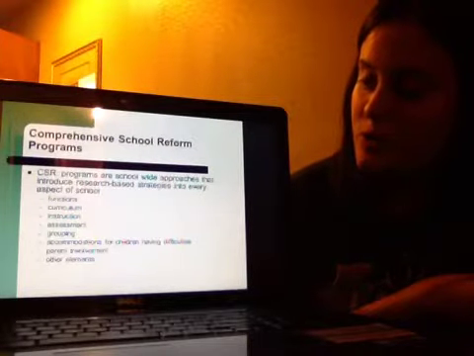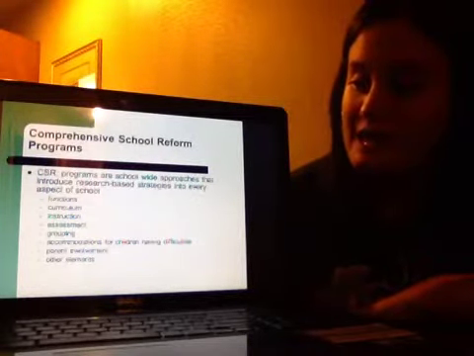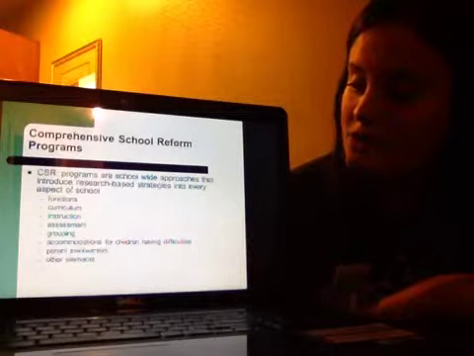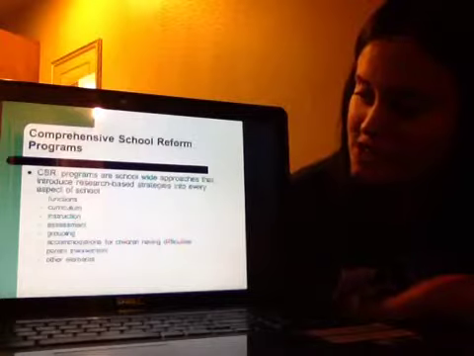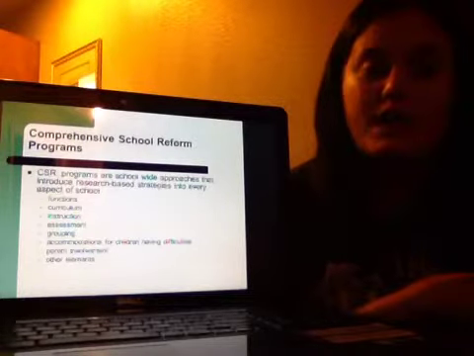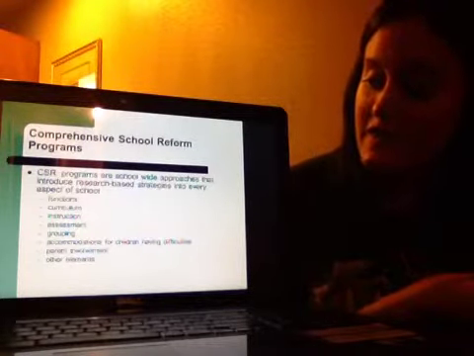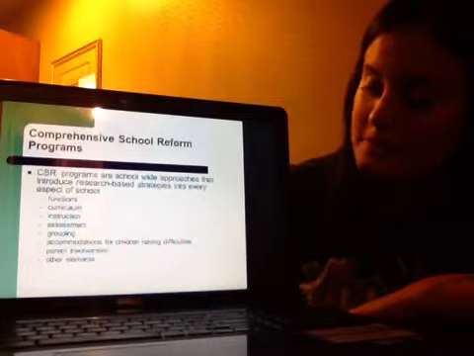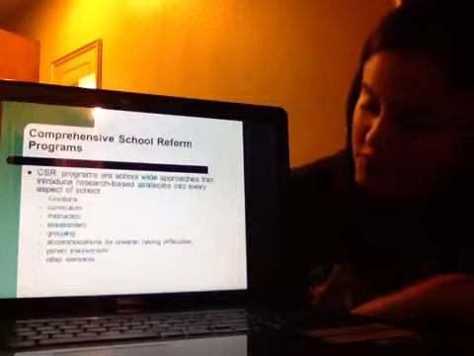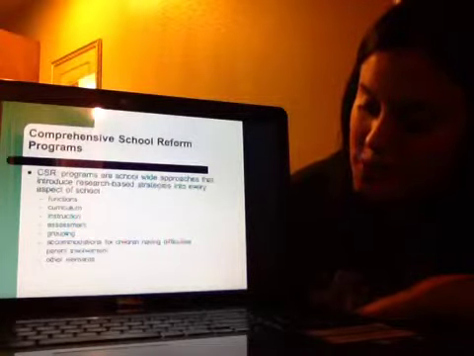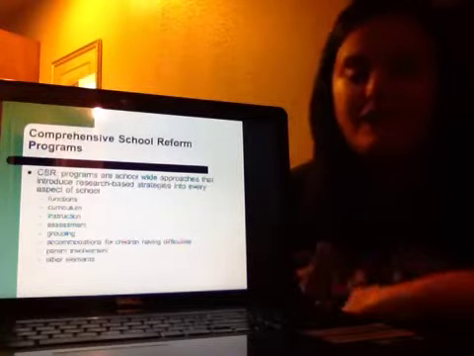Comprehensive School Reform Programs are known as CSR. They are programs or school-wide approaches that introduce research-based strategies into every aspect of school. They may help with the different functions: curriculum, instruction, assessment, grouping, accommodations for children having difficulties, parent involvement, and other elements.